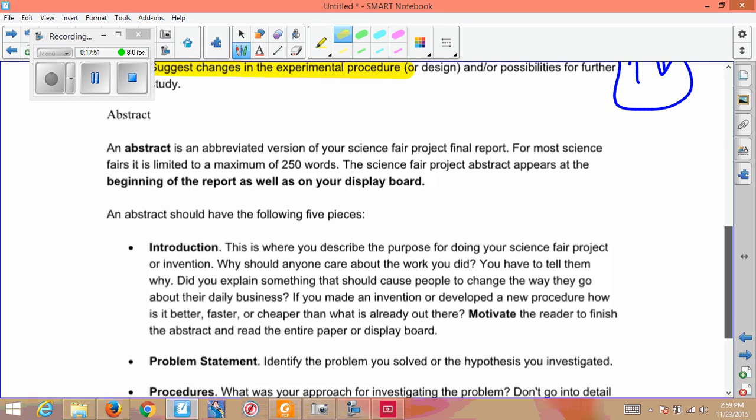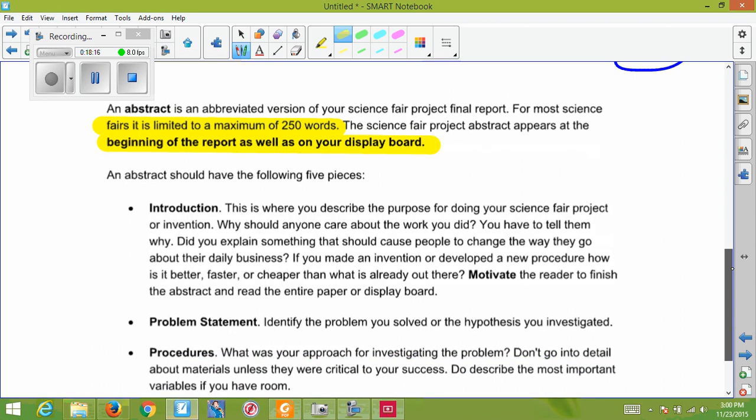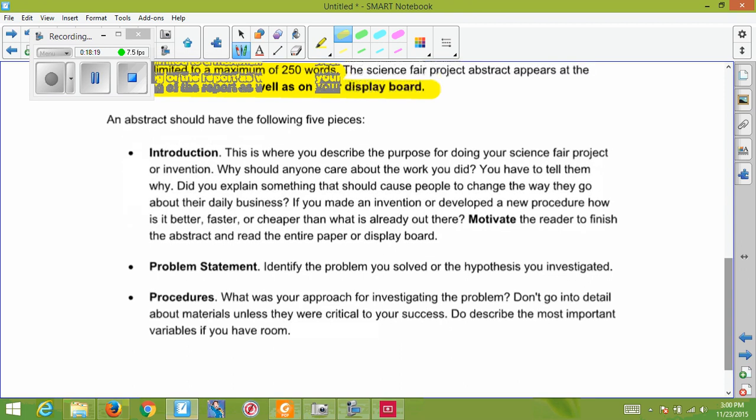It has 5 pieces. Introduction. You describe the purpose for doing your experiment. Why should anyone care about your experiment? Did you explain something that should cause people to change the way they go about their daily business? If you made an invention or developed a new procedure for doing something, is it better or faster? You want to motivate the reader to finish reading not only the abstract, but your entire paper. Okay? Just like the back of the book motivates you to read the book.